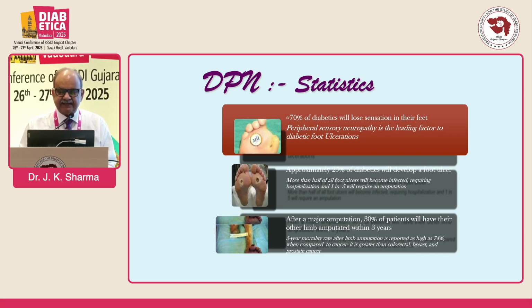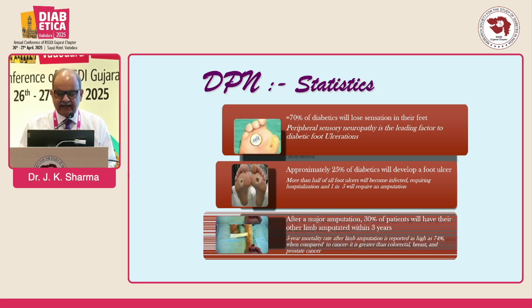70% of the diabetics will lose sensation in their feet. Peripheral sensory neuropathy is the leading factor in diabetic foot ulcerations. Approximately 25% of these diabetics will develop a foot ulcer. More than half of all foot ulcers will become infected, requiring hospitalization, and 1 in 5 will require an amputation. And after a major amputation, 30% of the patients will have their other limb amputated within 3 years.